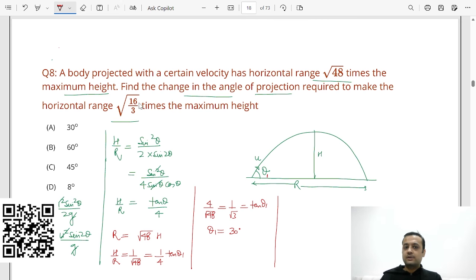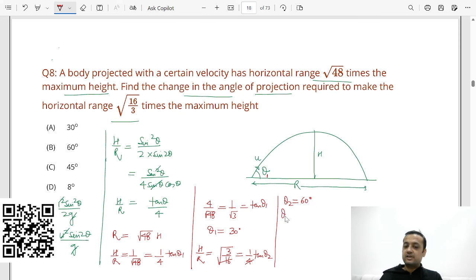In the second situation, suppose you have thrown at an angle theta 2. In this case, the range is root 16 by 3 times the maximum height. That means in the second situation, the ratio of h by r will be root of 3 by 16. This should be equal to 1 upon 4 tan theta 2. Now here you can see this 4 and root 16 will get cancelled, which means theta 2 should be equal to 60 degree.